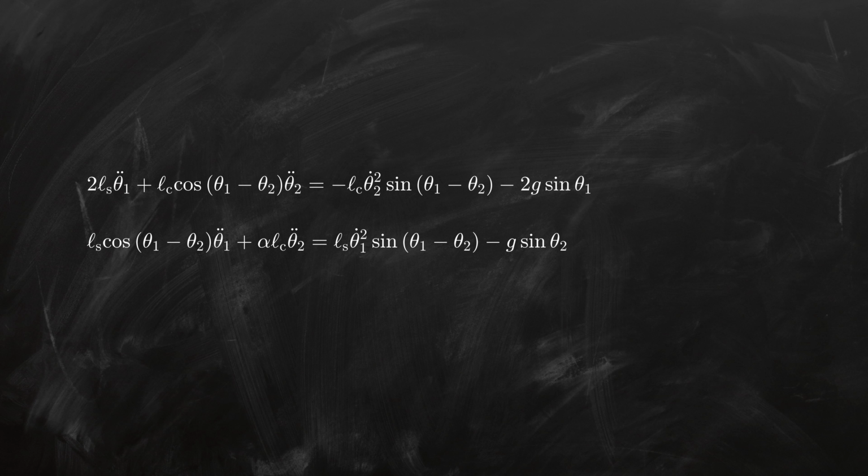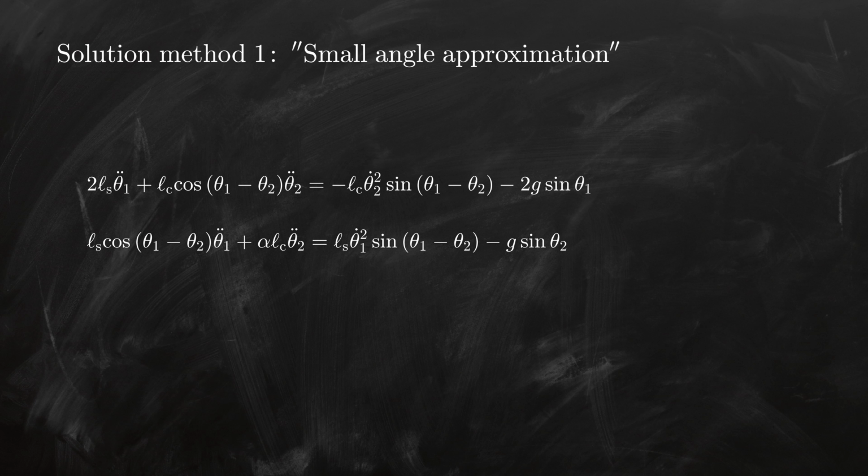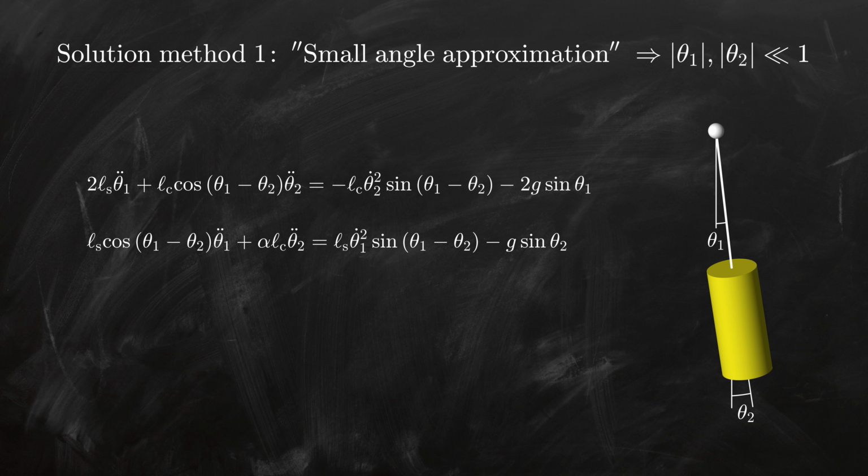This is done by linearizing the system through what is often called a small angle approximation. What this means is that we assume that the cylinder only makes very small oscillations about its equilibrium position, such that the angles θ1 and θ2 remain much smaller than 1 radian at all times.